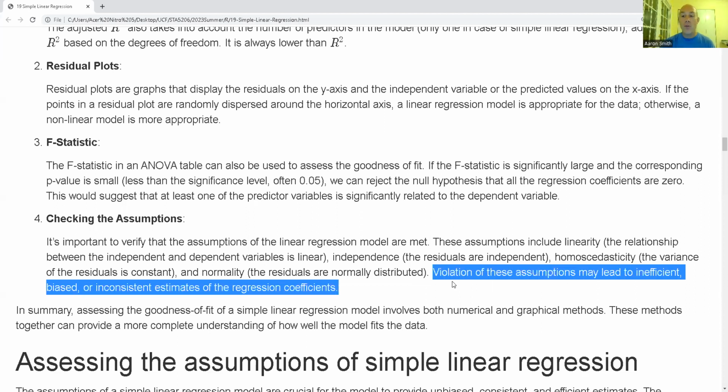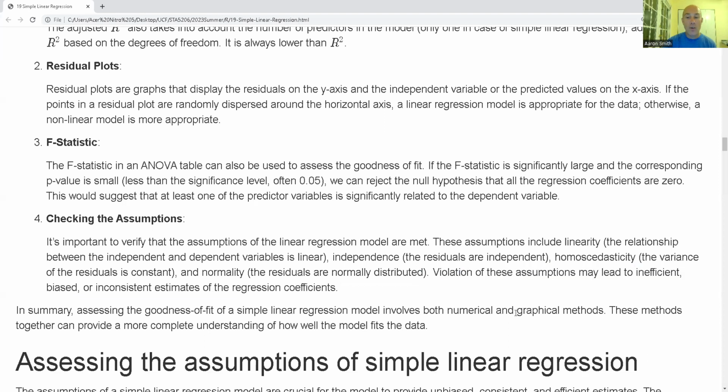Violations of these assumptions can lead to problems with our model. So we want to make sure that everything's as solid as possible before we launch a model. Now, how we assess this, my opinion is that the graphical methods are the most important methods for evaluating a model.